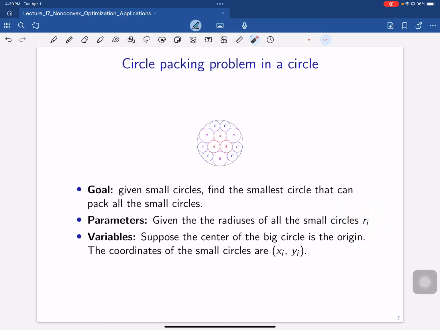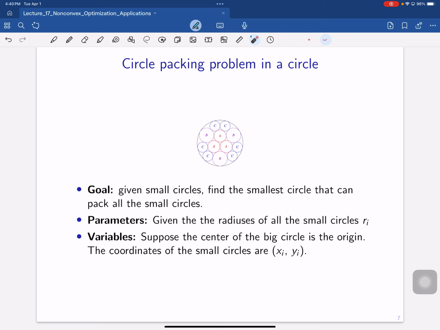The variables we define: suppose the center of the big circle is the origin, and the coordinates of the small circles are x_i and y_i. Once you assume the center is the origin and you give the centers of the small circles, that fully describes where the small circles are located. To decide where a small circle is, you only need its coordinates and its radius. So how would we formulate this problem?